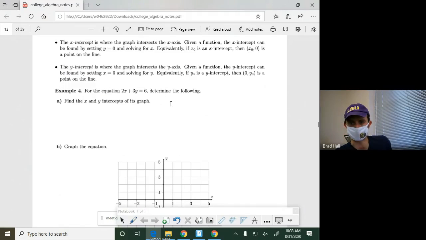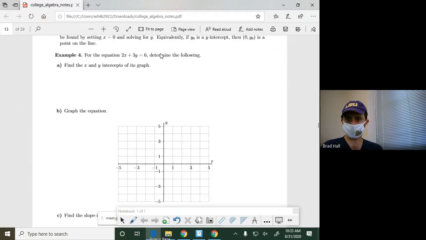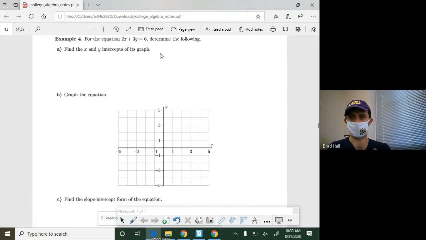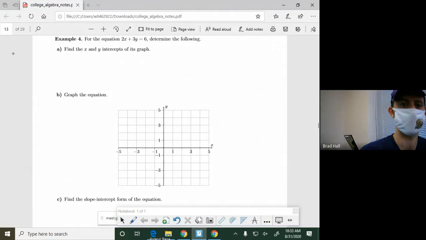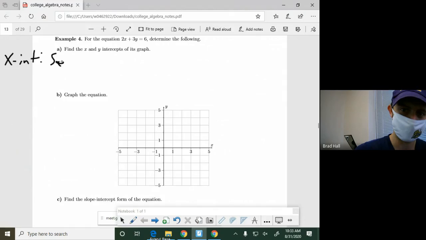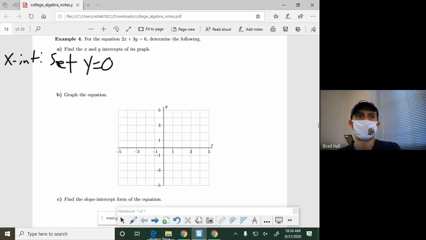So probably the most simplistic example of this, let's look at example 4 here. They gave us this equation, and for the first part, part A, they want us to figure out the x and y intercepts. So to find the x-intercept, what was the rule? Set y equal to 0. Set y equal to 0, and we're going to solve for x.